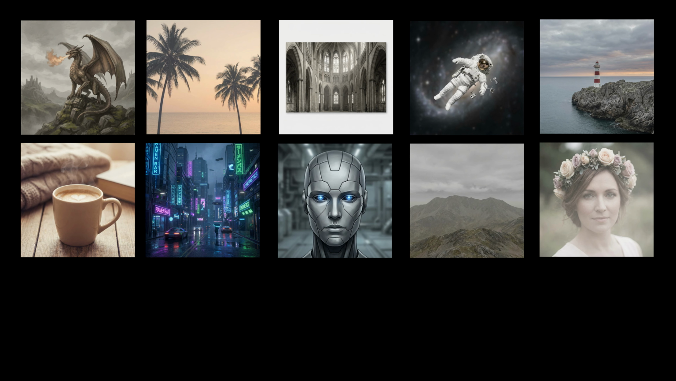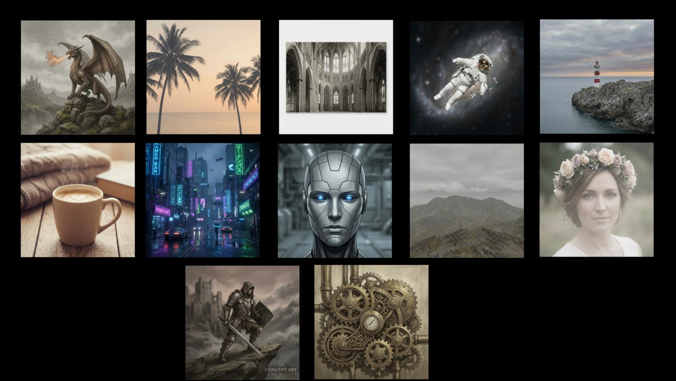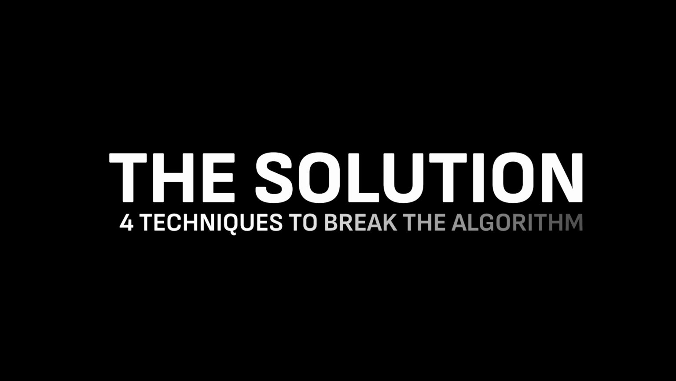They include things like maritime lighthouse scenes, Gothic cathedrals, and natural landscapes with dramatic lighting. Sounds familiar? It's because the AI is trained on stock photos and gravitates towards the most common commercially safe images. But here is the solution: 4 techniques to break the algorithm.